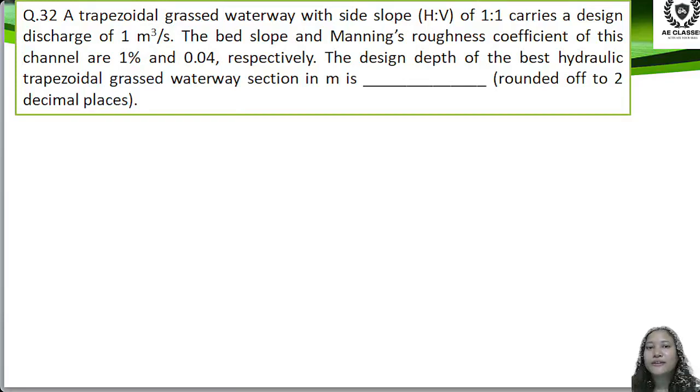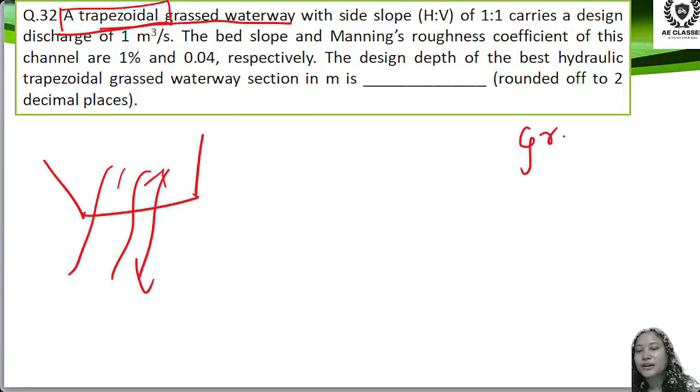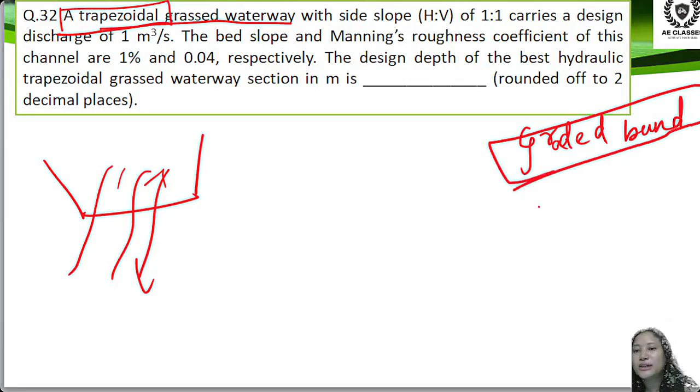So if you're able to solve this grass waterway, say trapezoidal shape, isn't it? Trapezoidal shape is not only for grass waterway. This is the grass waterway, it will be like this, isn't it? Water will be flowing through this. Whereas questions also come in the form of designing of graded bund, contour bund. What is a graded bund? Does anybody know? Graded bund, contour bund.